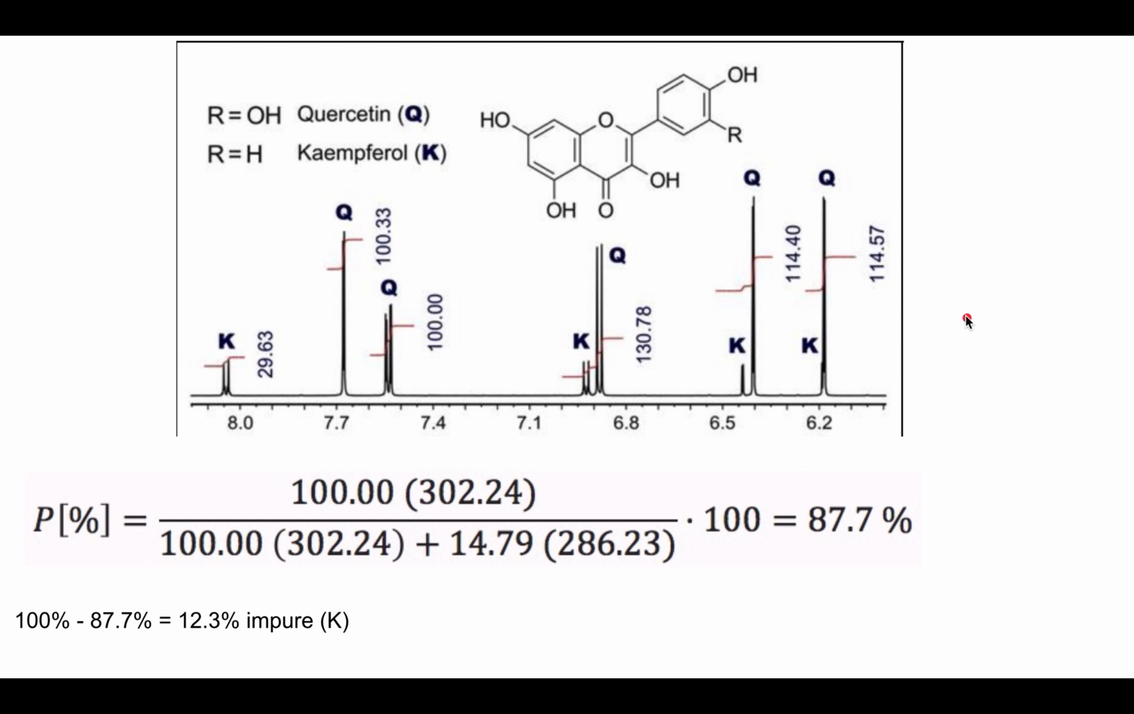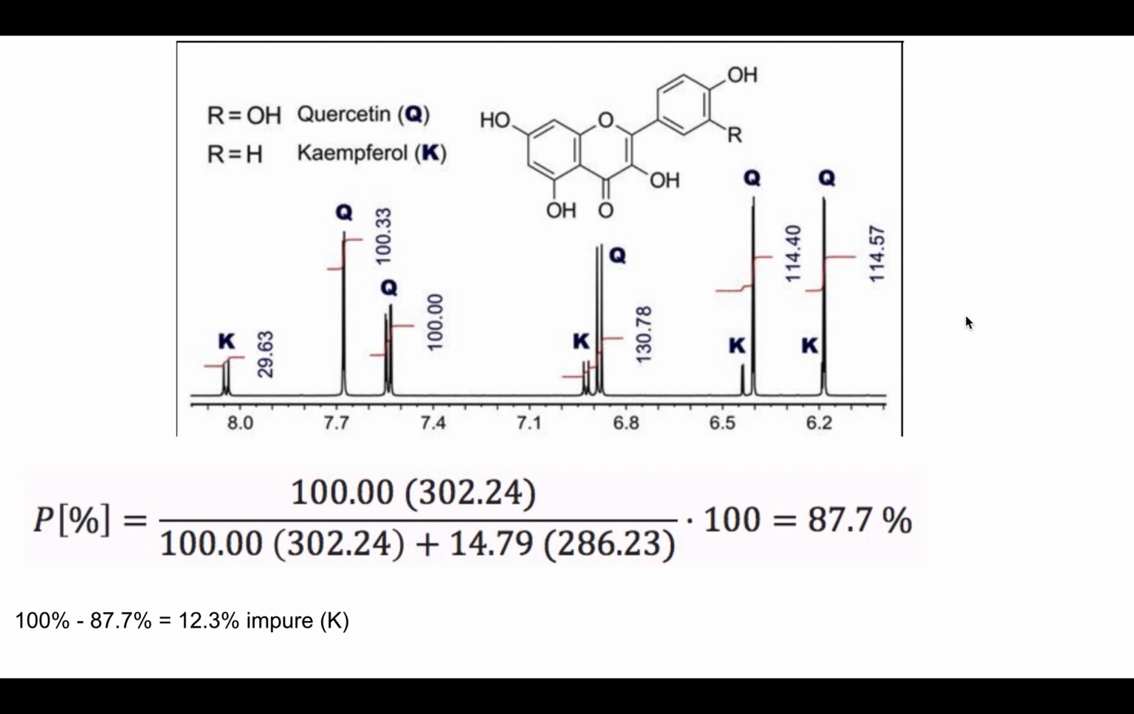87.7%. But what if we wanted to find out how much of our final sample is only the impurity? Well, if we took 100% and subtracted 87.7%, we would get an impurity value of 12.3%. 12.3% represents the amount in your final sample that is your impurity.